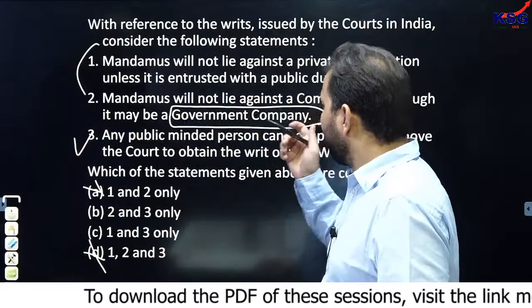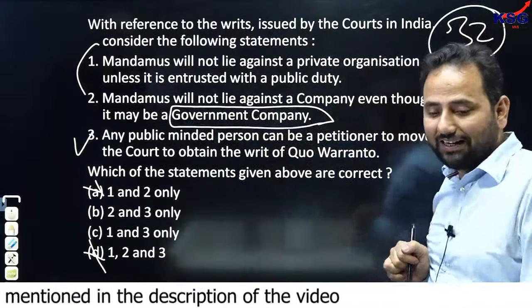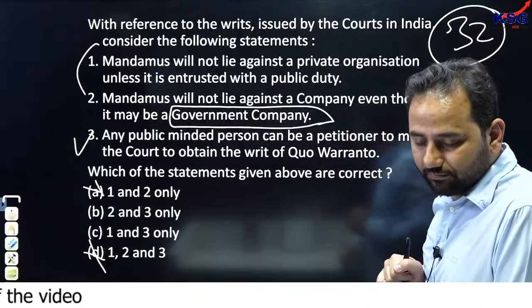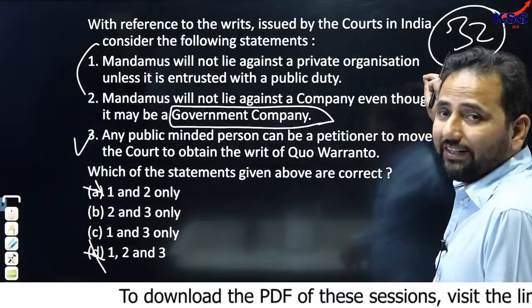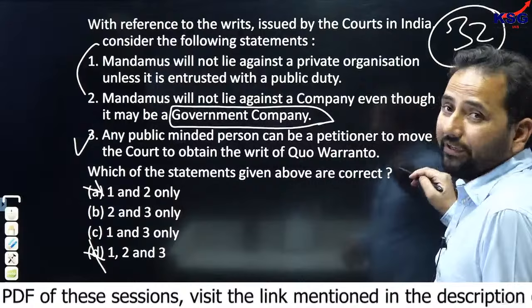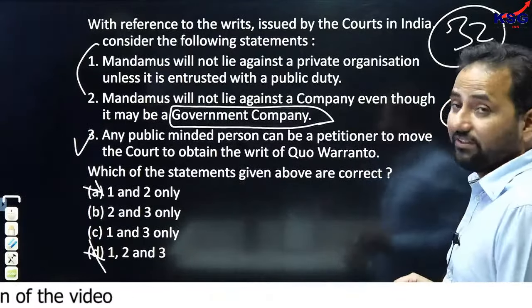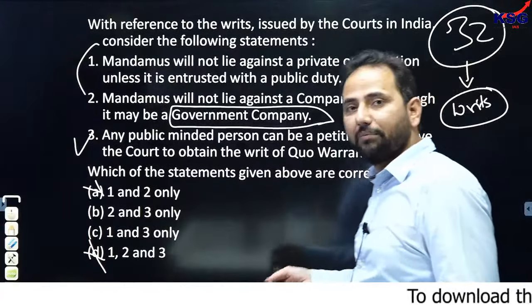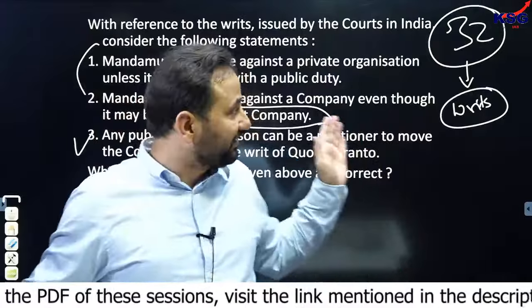The point is, we have to understand this Article 32 of the Indian Constitution. If you talk about Article 32, we have to understand that it gives us constitutional remedies and writs also. Five writs: habeas corpus, mandamus and so on. We will see that separately. We will have a separate session for writs also.